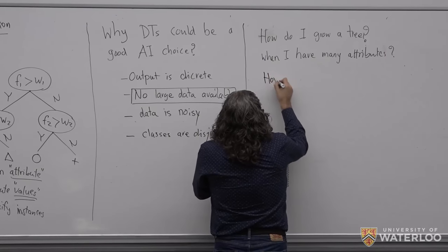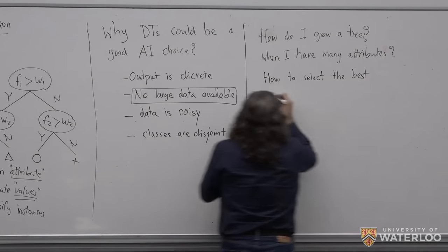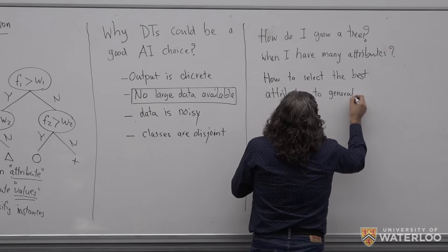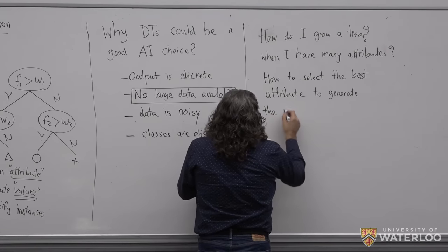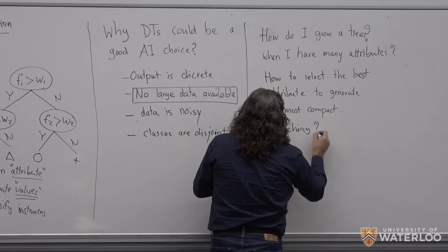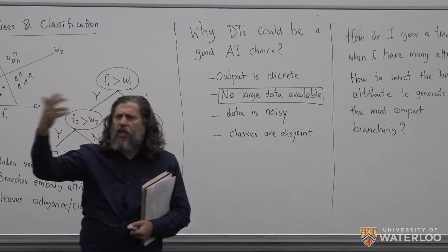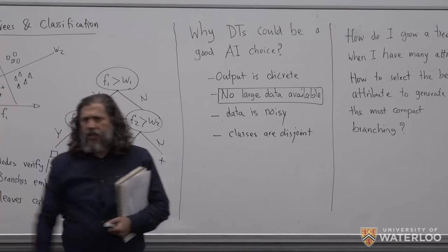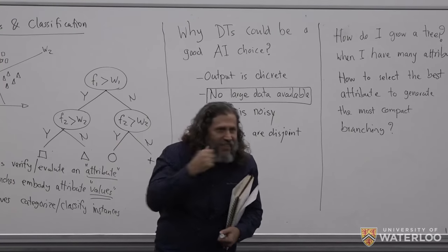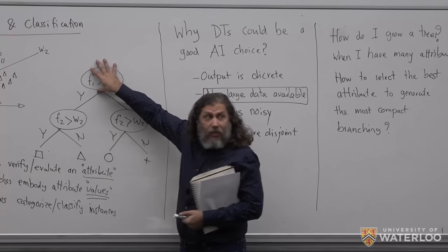So the question is basically how to select the best attribute to generate the most compact branching. Now I'm trying to become more specific. Say you gave me the gray color of the skin of the animal, the size, large or small, where it lives, whether it is active at night. How do I know which one is the more important feature? Is it the skin color or the size? Even if I had just two, color and size of the animal, which one is more important? Why? Because I have to put something at the top.